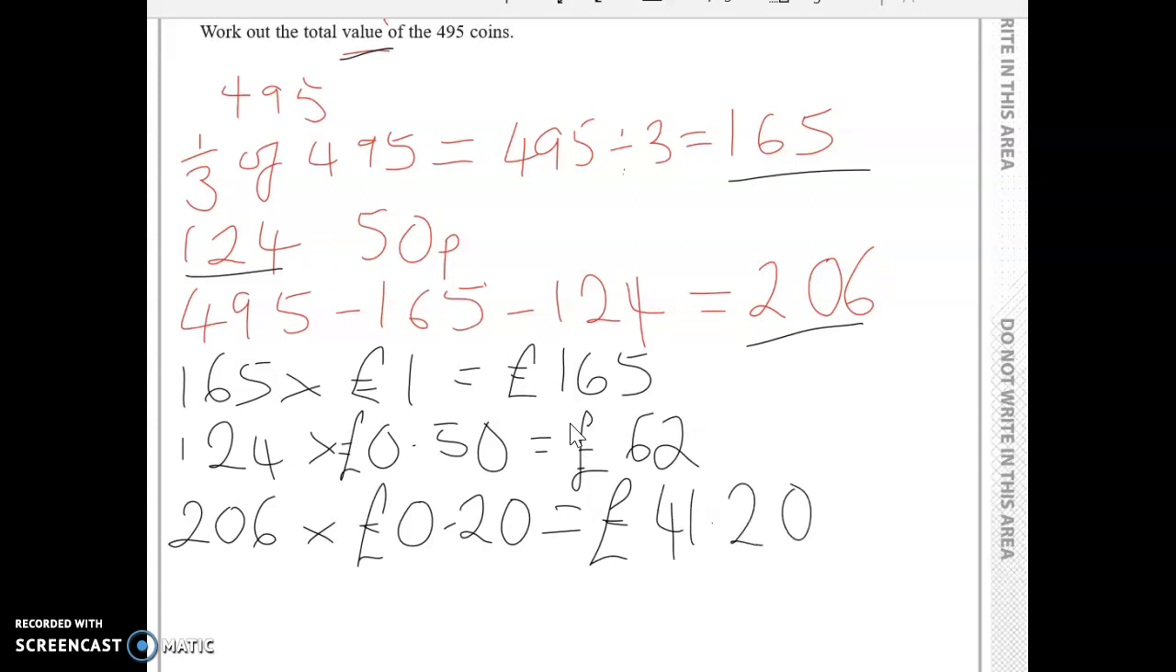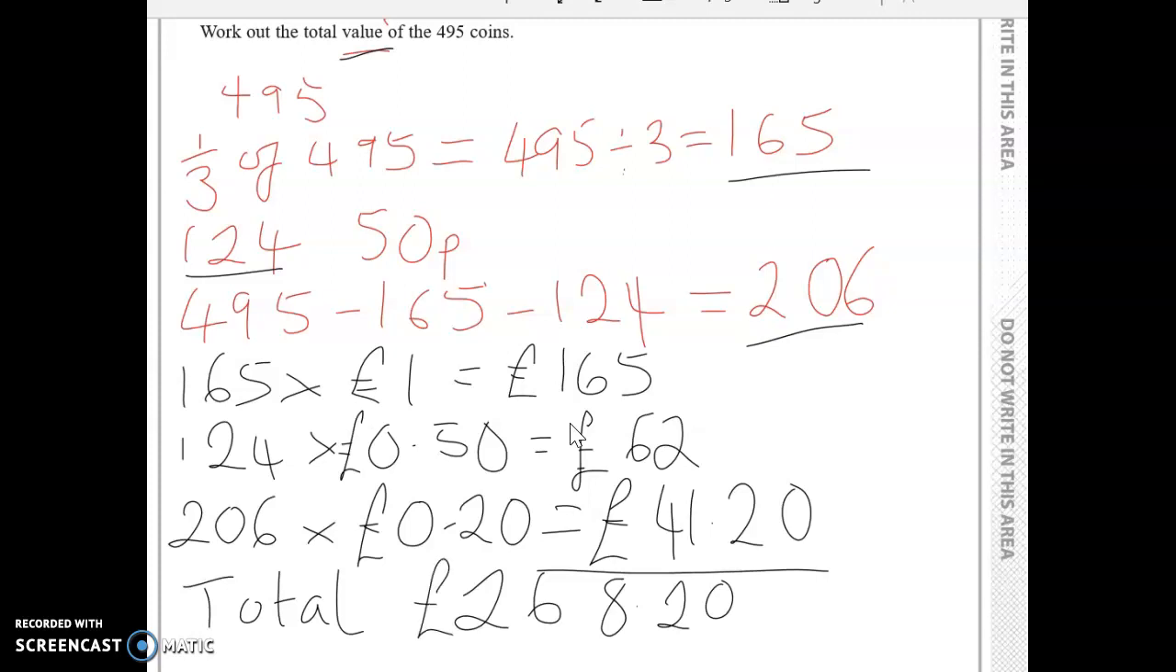So this gives me a value of £41.20. Then all I have to do is total those amounts, the 165, 62 and £41.20, and I get a total of £268.20 for my final answer. This is the value of the coins.